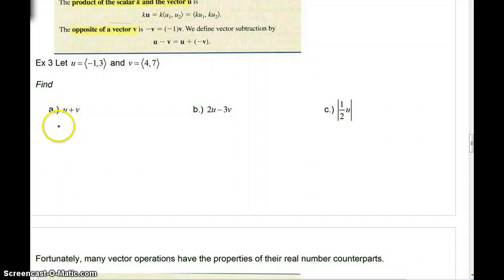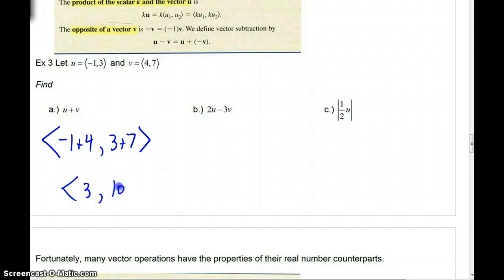u plus v. Well, add the x components together, -1 plus 4. Add the y components together. My goodness, we will just have 3, comma 10. We are done. 2u, if you multiplied 2 to both components for u, you'd have -2, comma 6. 3 times v, well, 3 times 4 is 12. 3 times 7 is 21.